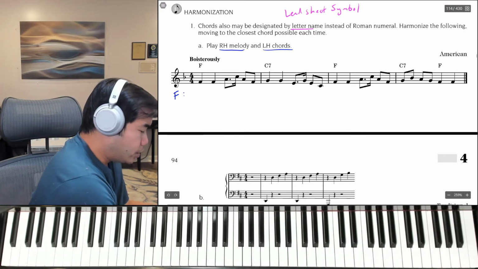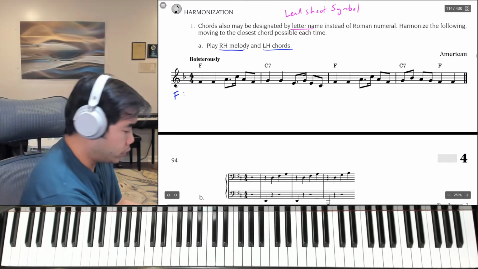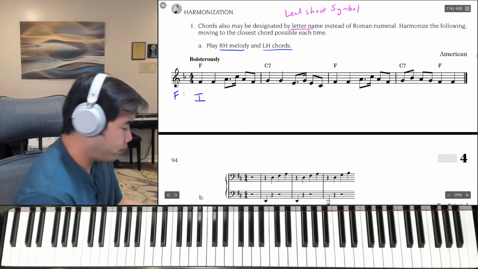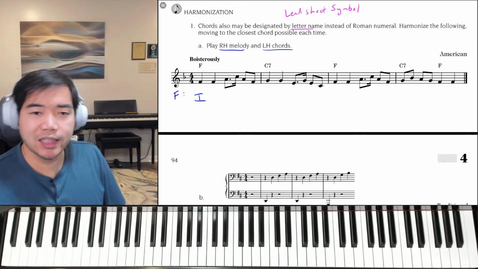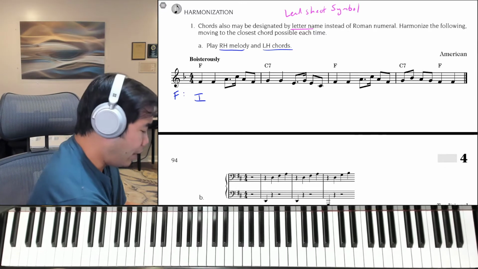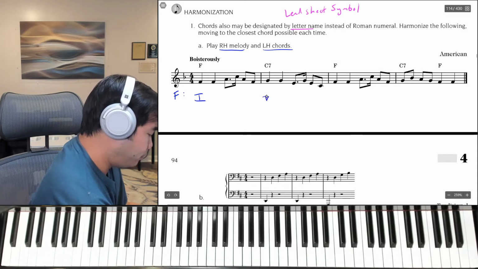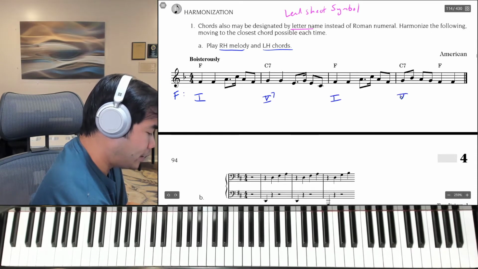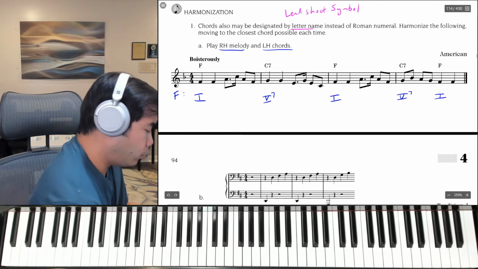So an F major chord in the key of F is, of course, the tonic, the 1 chord. Second bar, we go to a C7. Well, in the key of F, 1, 2, 3, 4, 5. C is the dominant 5. So this is 5-7 here. Then it goes back to the 1 chord, back to the 5-7, and back to the 1 chord.